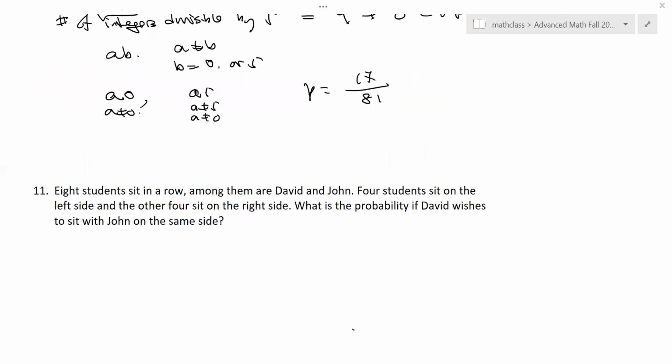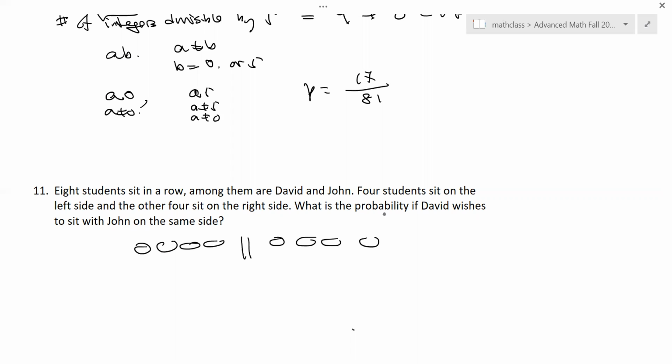The very last problem we're going to discuss. Okay, 8 students sitting in a row. Left and right: 4 students sit on the left side, the other 4 sit on the right. And among them are David and John. What is the probability that David sits on the same side as John?